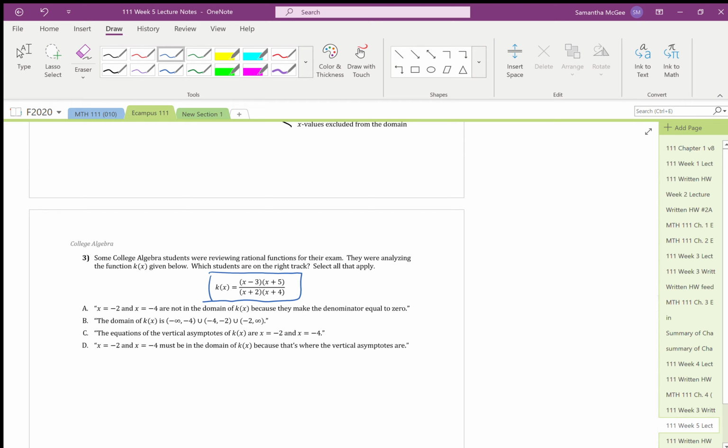A says x equals -2 and x equals -4 are not in the domain because they make the denominator 0. I agree with that. If you're dividing by 0, the function is not defined, so they would not be in the domain. Therefore, we would write the domain like so. We take out -4 using parentheses, and then we take -2 out of the domain using parentheses, because parentheses means we exclude. So I also agree with B.